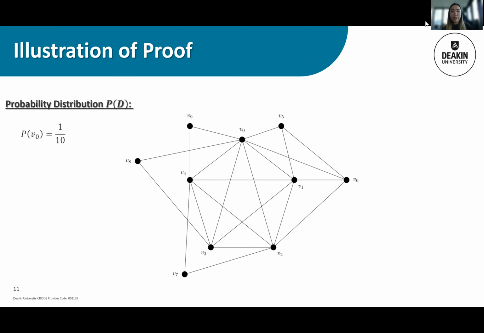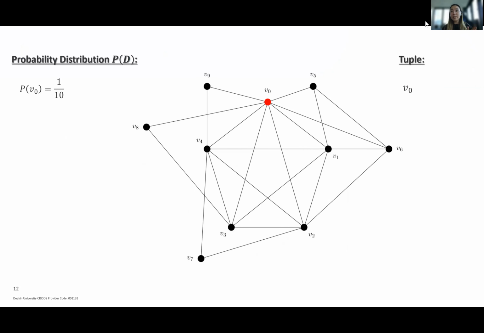Here, we're going to try and find a tuple that induces a double loop graph of order 5. That's the smallest double loop graph in this family. We start off with a graph on 10 vertices, and to pick the first vertex, we've got 10 choices. So the probability of picking V0, the first vertex, will be 1 over 10. Suppose we pick V0 as our first vertex, colored in red, and we start building our tuple, so we put V0 as our starting vertex.